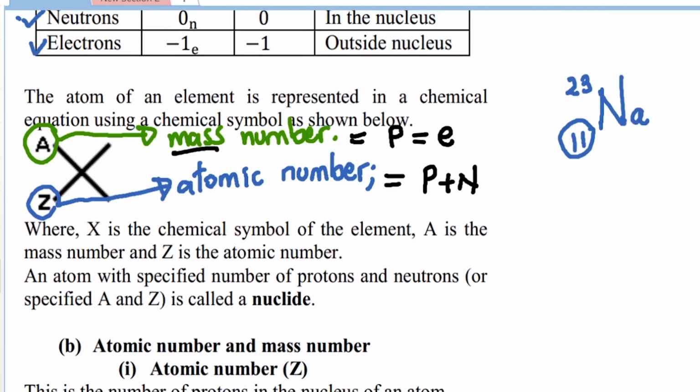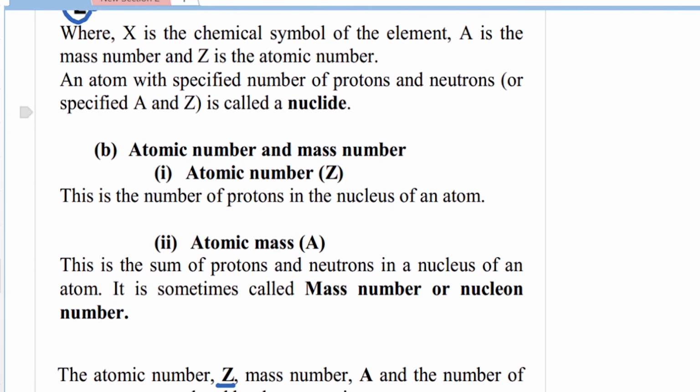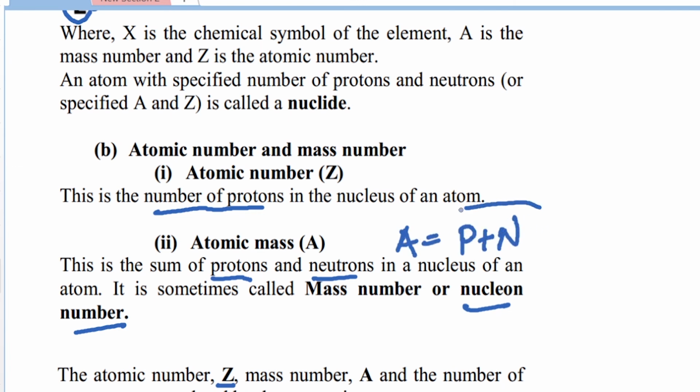All right. So these are definitions here. What's an atomic number? Atomic number, of course, we said it's the number of protons. Then what is mass number? The mass number is also called the nucleon number because it is a combination of protons and neutrons. In other words, mass number, which is A, is the number of protons and neutrons in the nucleus of an atom. As simple as that.